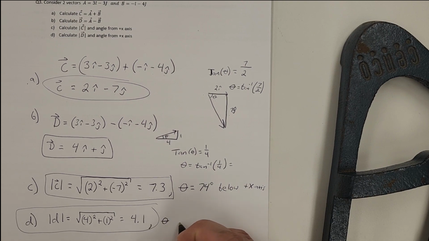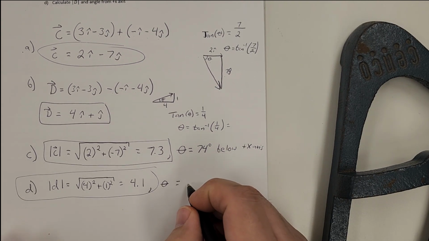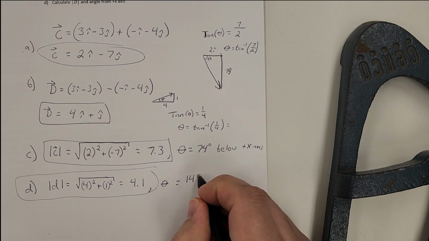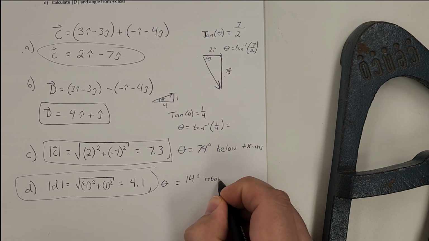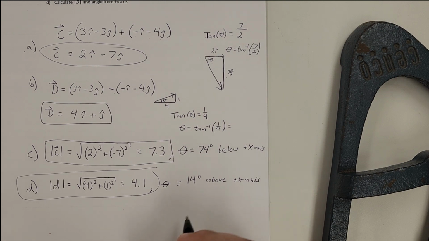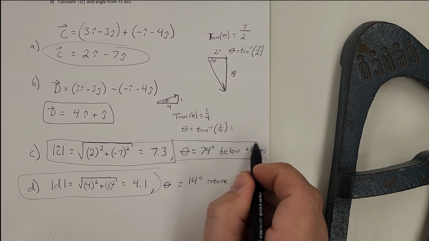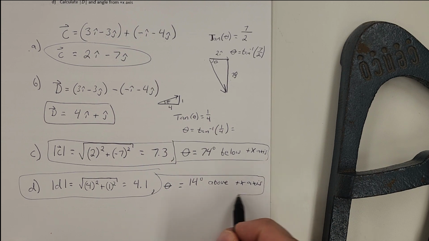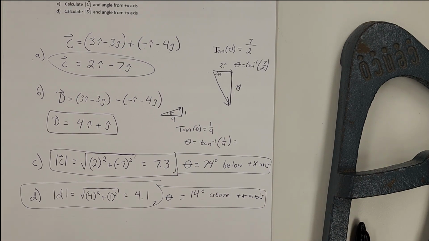I'm going to add that onto this one. Theta is equal to 14 degrees above positive x-axis. Okay, so these can be included in our boxed answer. And there we should have everything for this problem.